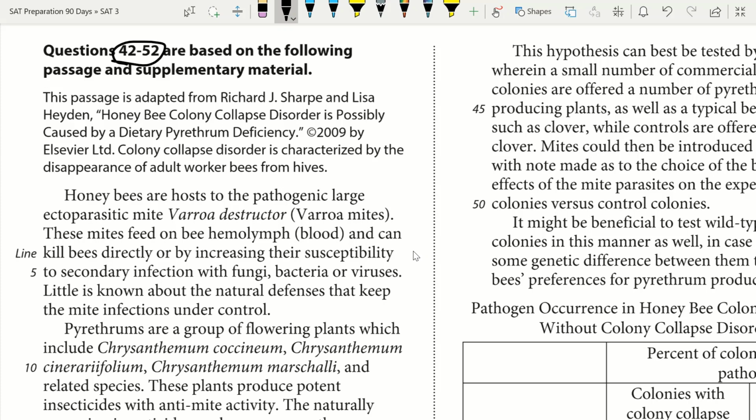So really trying to give you that insight and strategy from high scores so that you can implement that on your own SAT practice tests and on the SAT itself. So with that, we're going to go ahead and get started with the passage.